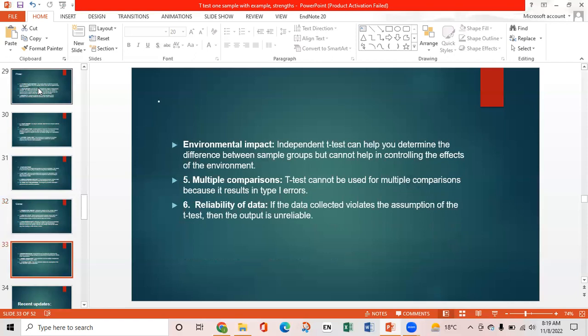Environmental impact is that independent t-tests can help you determine the difference between sample groups but cannot help in controlling the effects of environment. Multiple comparisons: t-tests cannot be used for multiple comparisons because they result in type 1 error.